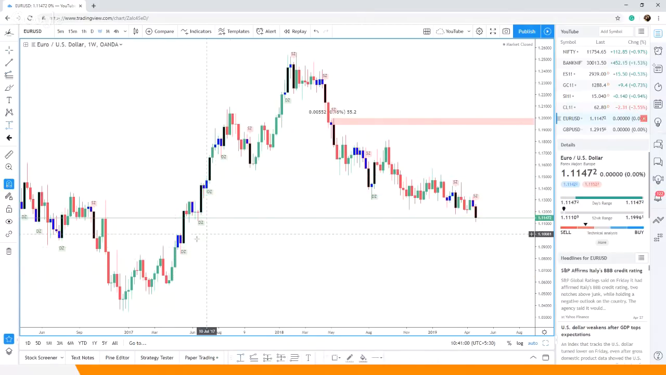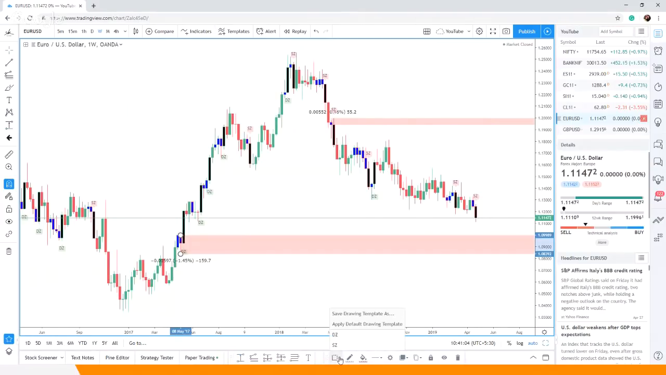Now, can you see all these tools which I'm using to draw the demand zones and the supply zones? The link which I showed you on our website, that is where you can understand how to set these tools and use all these tools for your demand and supply analysis.